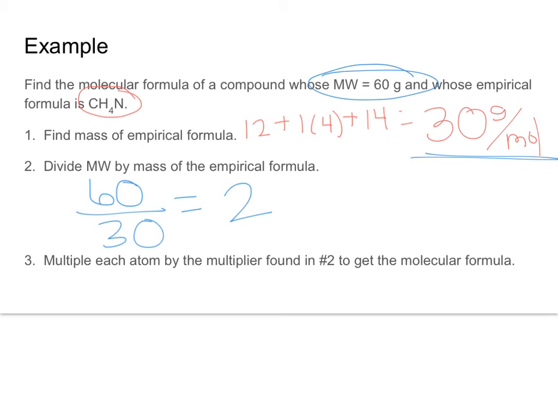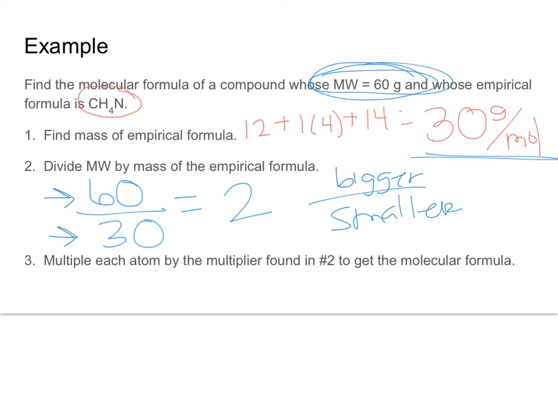Again, where this 2 came from was from this 60, which was the weight of the compound that was given in the problem, divided by the mass of the empirical formula, which we calculated to be 30. If you ever forget which order that is, it is always going to be the bigger number divided by the smaller number. Now with this multiplier, I'm going to look back and distribute this 2 to everything in my empirical formula. So this 2 gets distributed to the C, the H, and the N.